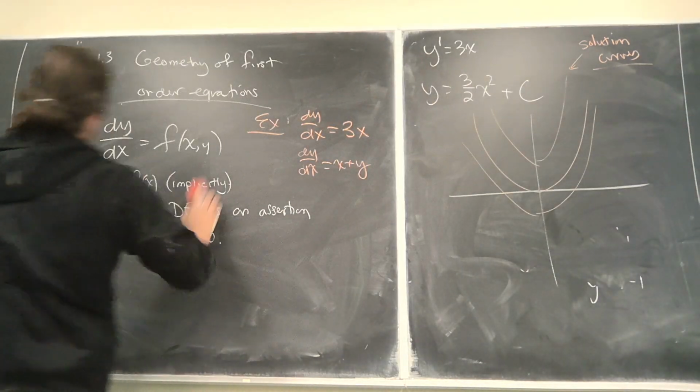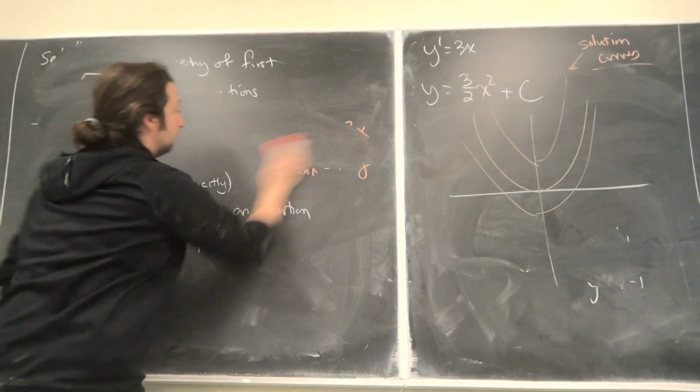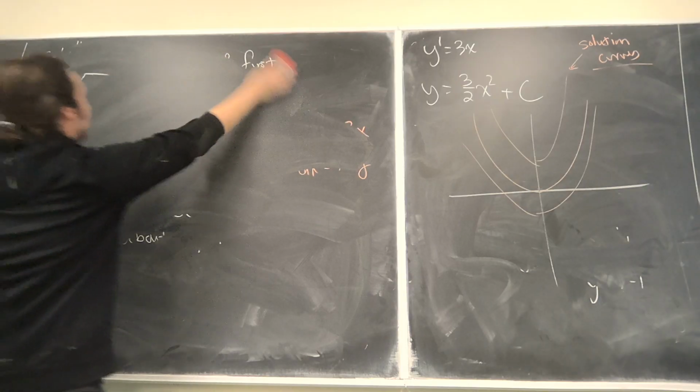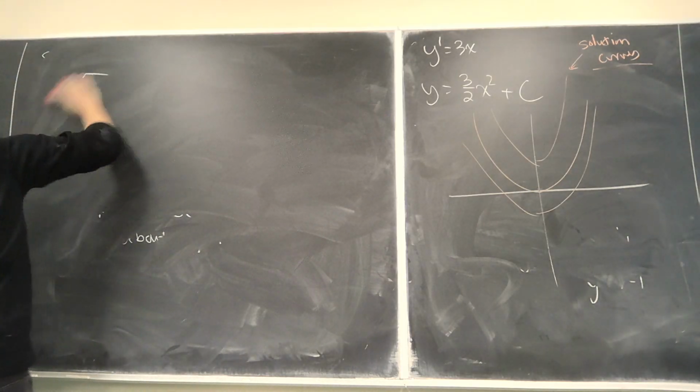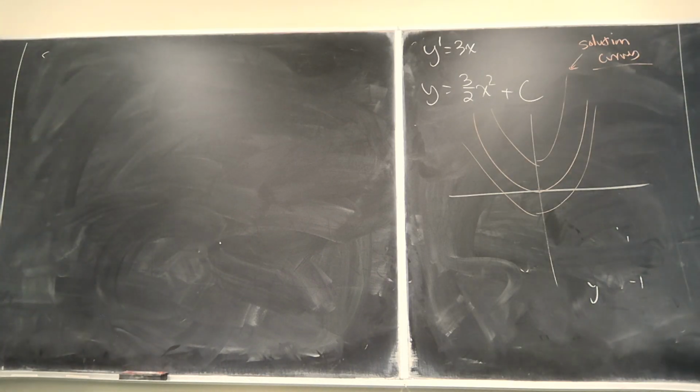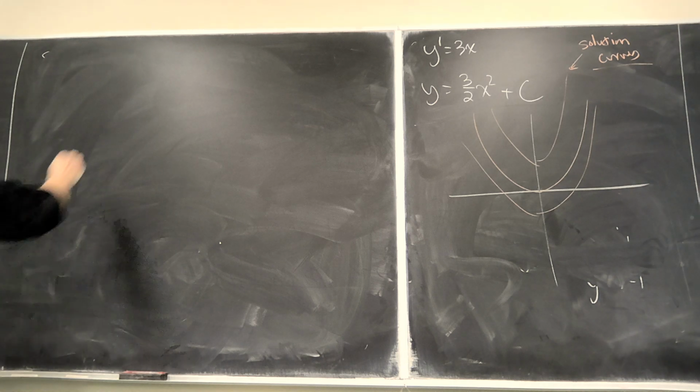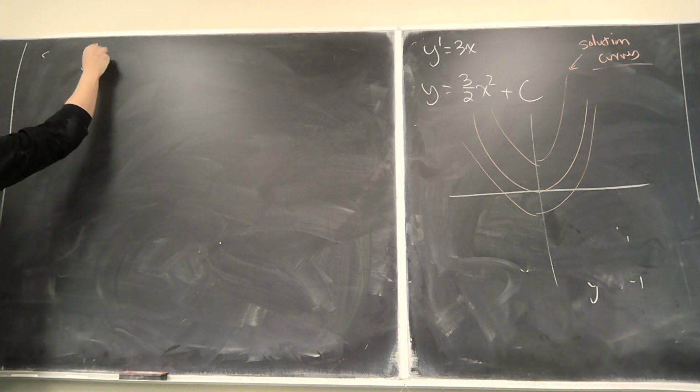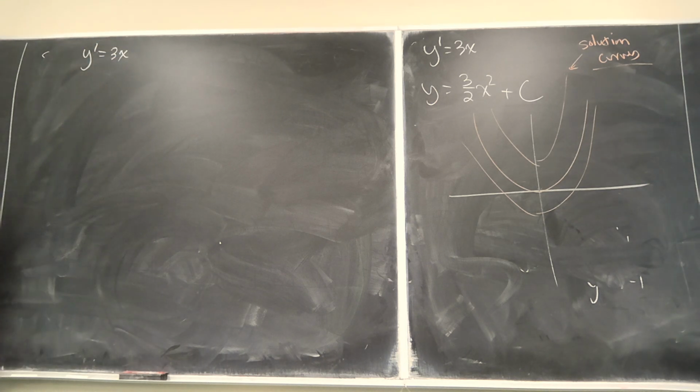If I didn't know what the solution to that differential equation was, I can still come up with a way of constructing something like that picture. So imagine instead we had y prime is equal to 3x, and I didn't know the solution. The point is, if I thought about that as an implicit derivative, I could still generate the slopes.